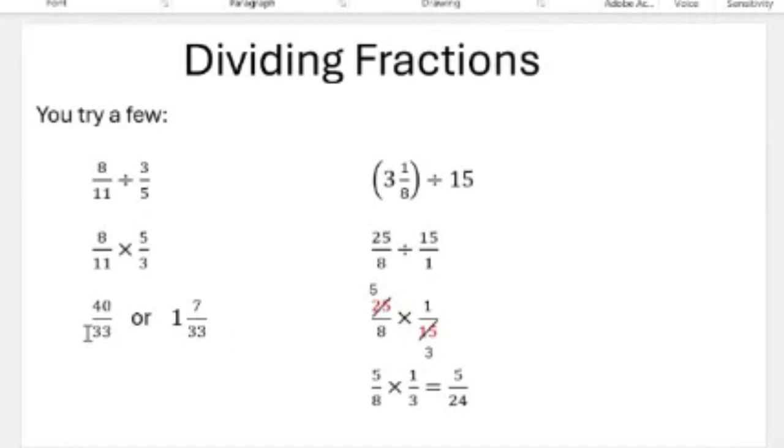As a mixed number, 33 goes into 40 once, with 7 left over. And over here, got to make sure that they're both single fractions, not mixed numbers. Change division to multiplication. You notice over here, nothing canceled, right? If nothing cancels, nothing cancels. That's just the way it is. Over here, we do have some canceling. The 25 and the 15 can both be divided by 5. So we end up with 5 times 1 on the top, 8 times 3 on the bottom. 5 24ths, nothing to do with that. It's not an improper fraction, so we just leave it as it is.